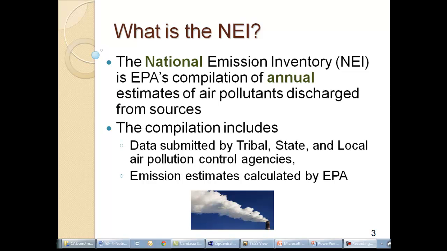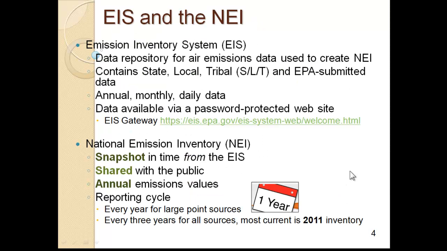Next, we're going to talk about some differences between the EIS and the NEI. So the EIS, which stands for the Emissions Inventory System, is the actual database which holds the emissions data, and that data is used to create the NEI. The EIS can contain annual, monthly, or daily emissions for sources.